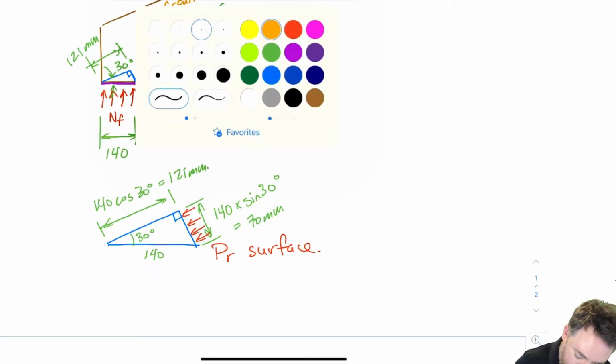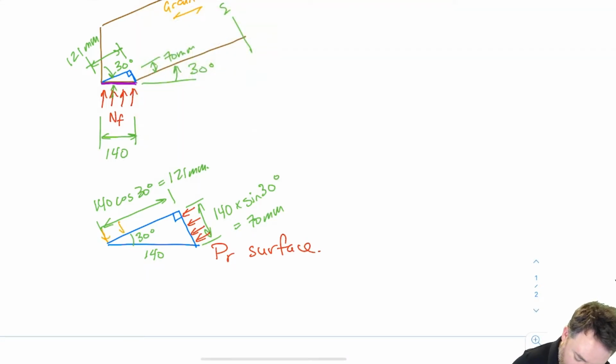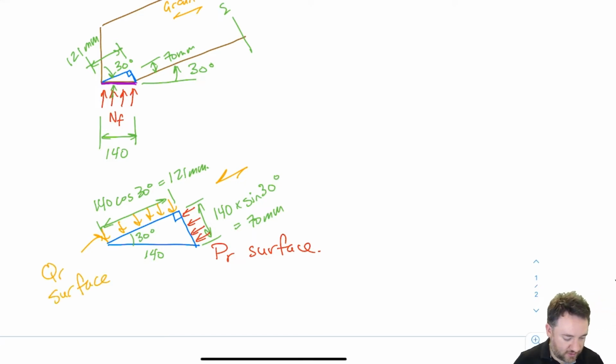And this side over here, the load is perpendicular to grain, right? Because remember, the grain is like this. So it's perpendicular to grain, so therefore this is the QR surface, because QR is the perpendicular to grain strength. Okay, so now we have our geometry.